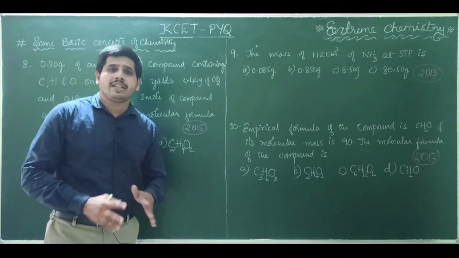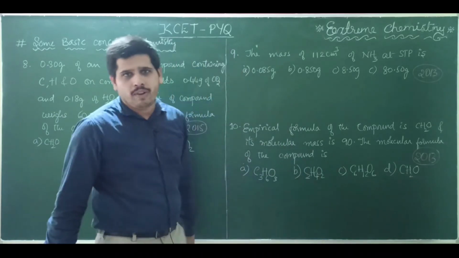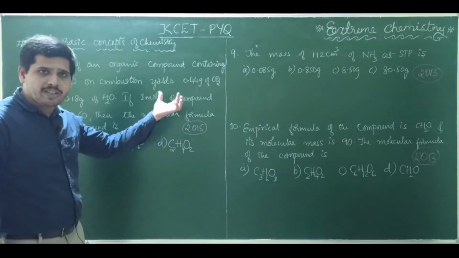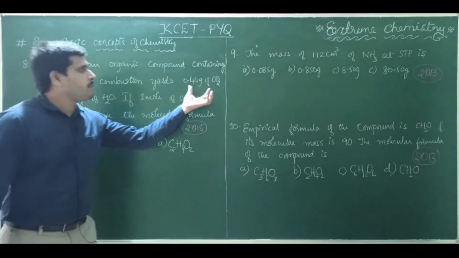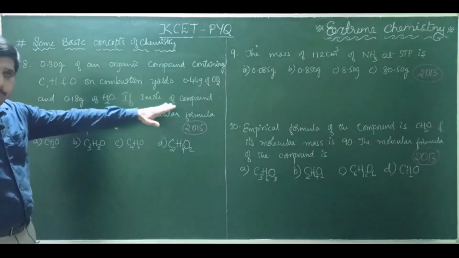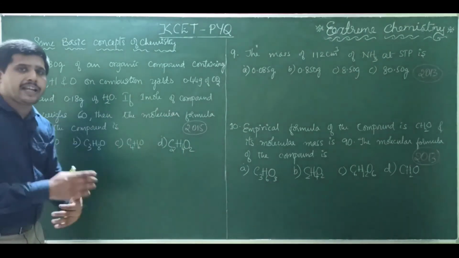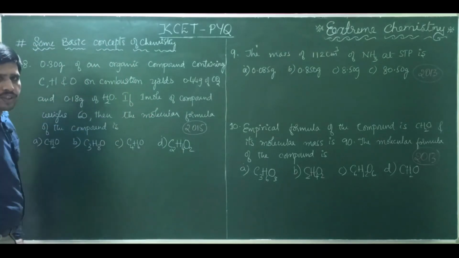So once you know the percentage of the elements present in the organic compound, the mole ratio can be found out by dividing that percentage by the atomic mass of the respective elements. Once you find the mole ratio, the empirical formula can be computed. I'm just explaining what we are required to do to compute this problem.